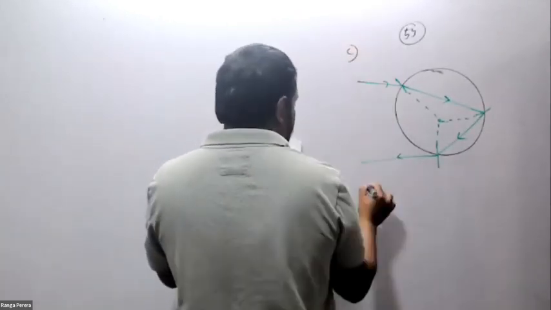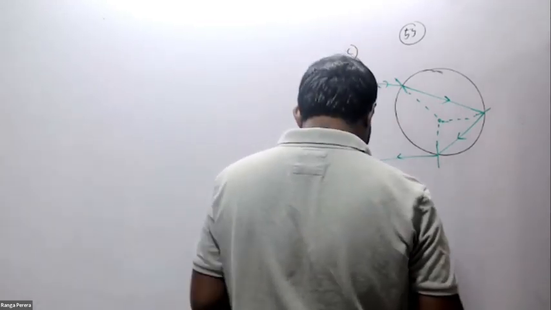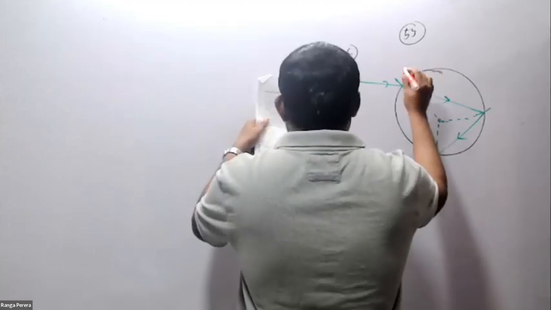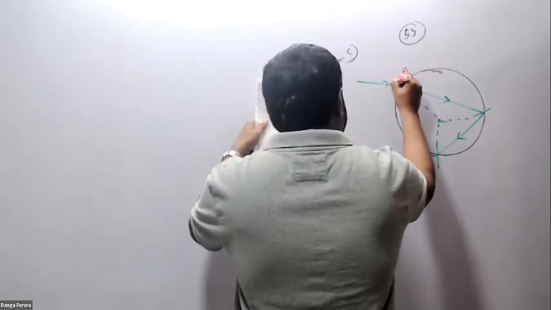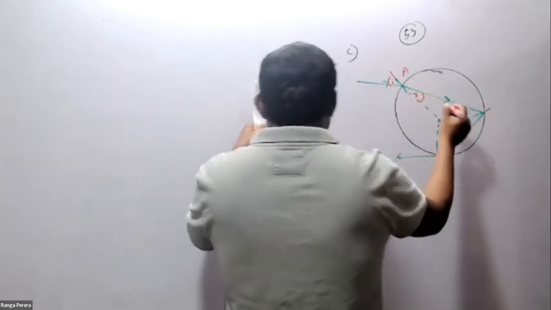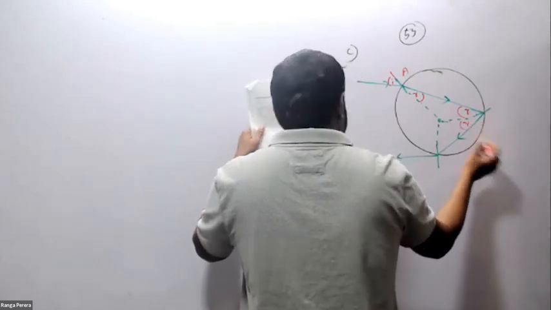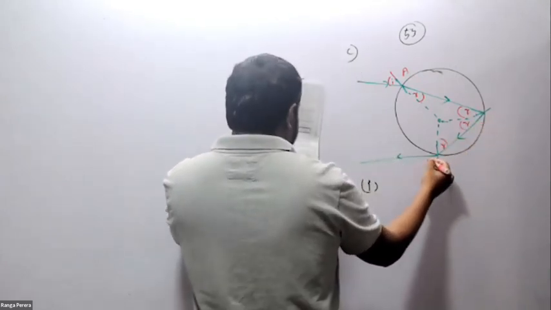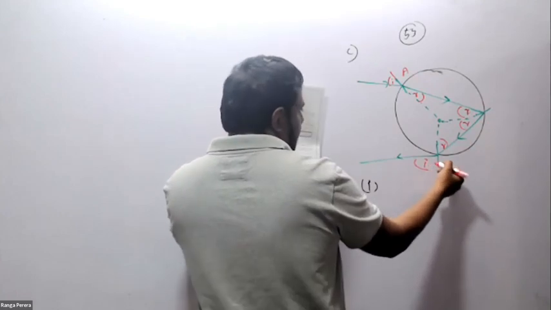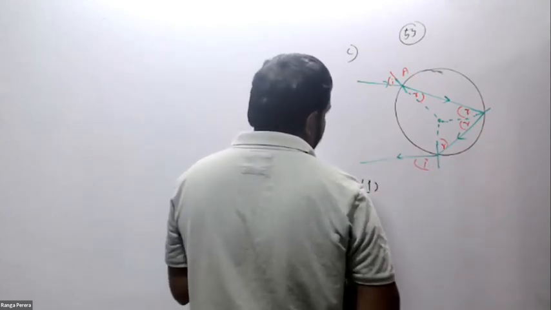Number C, part 1. Location A. This is taken as I. This is taken as R. If that is R, this must be R. If that is R, this must be I. Why is that? Reversibility of light. Anyway, it is given. No need to think on that.